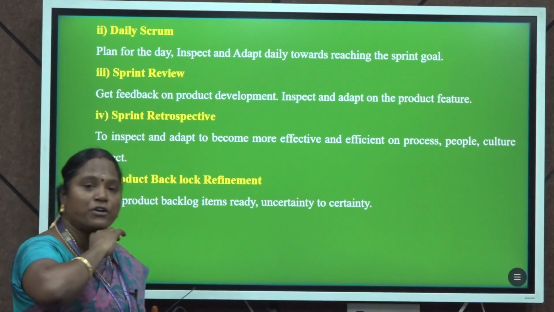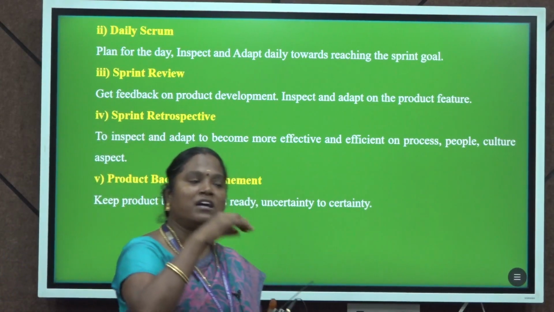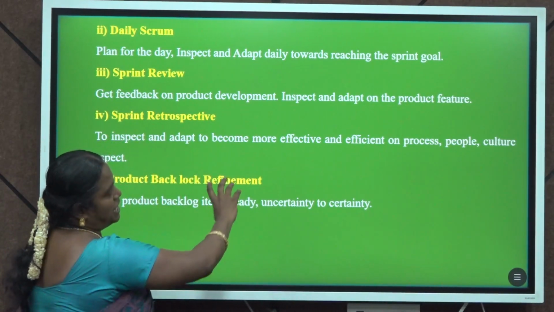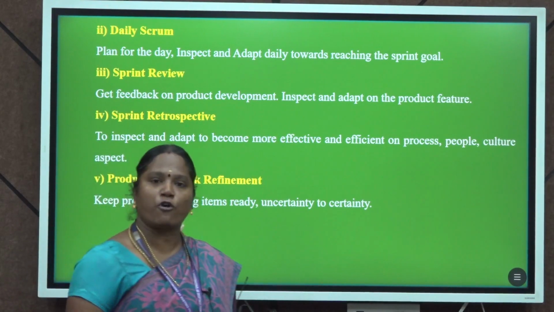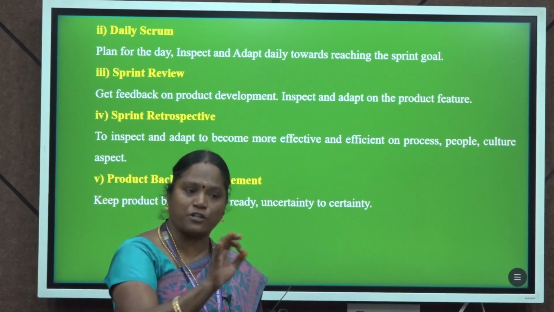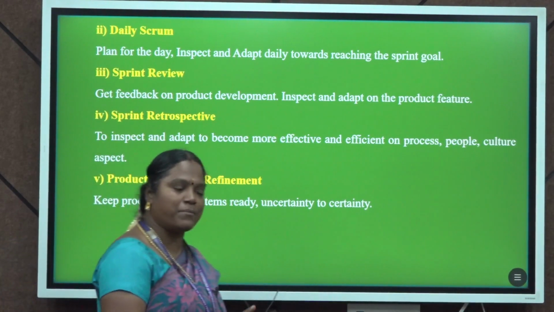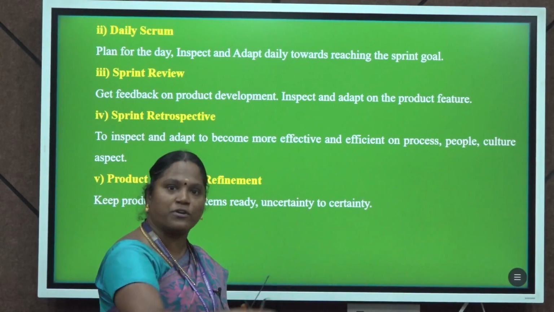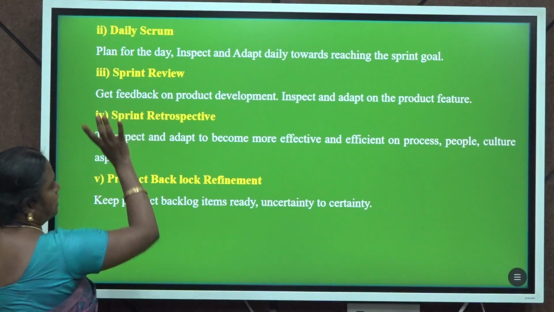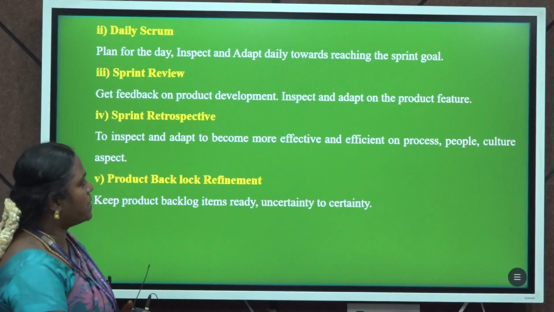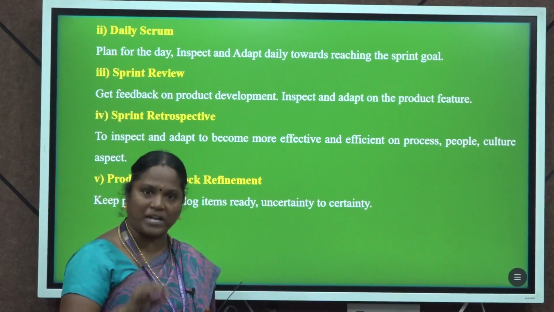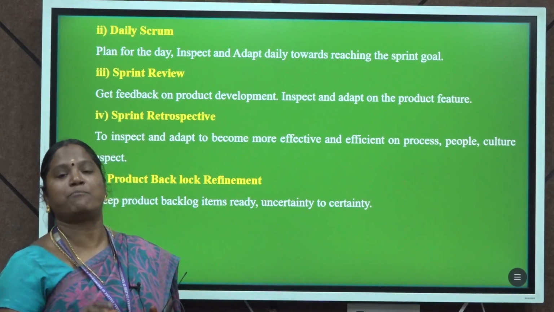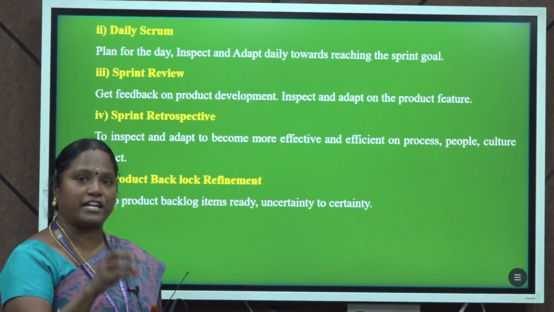Then the sprint review. Likewise the scrum, at the end of the sprint, the team is going to conduct the meeting. During that meeting, the team members need to show the work that has been done during the sprint. That is the sprint review. Sprint retrospective, this is also a meeting, but this meeting will be conducted by the product owner.